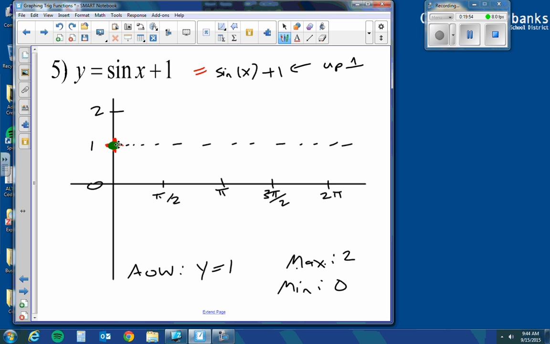Here, let's just finish this. So the whole thing is just shifted up 1. I normally shift the starting point and then just draw the curve from there. And you're basically saying just take the original graph and shift every point up one, and there you go.